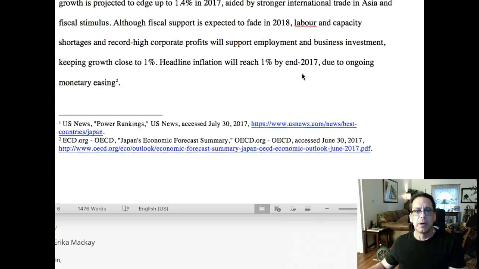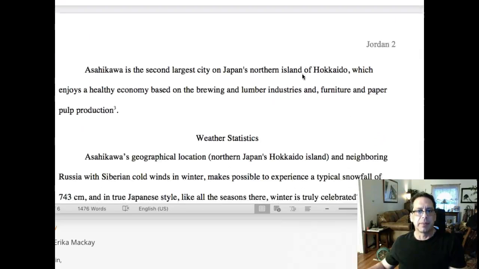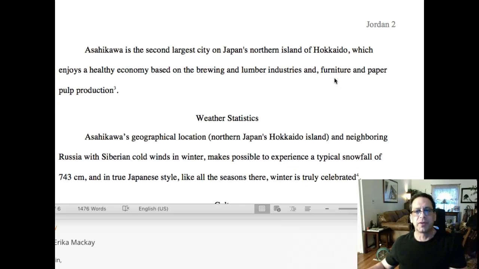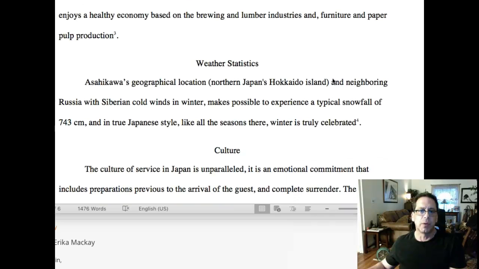as opposed to talking about the general economy of Japan proper. Okay, you're talking about the second largest city on the northern island of Hokkaido, which enjoys a healthy economic base. But talk about that. Get into that. You mentioned the brewing and lumber industries and furniture and paper pulp production, and that's interesting too because that could quite feasibly work into your visual solutions as well.